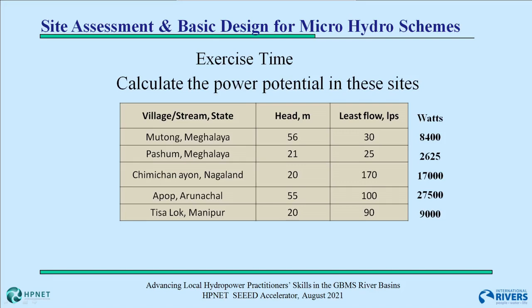If you look at this closely, the Nagaland and Manipur sites have the same head but different flow rate and thus different power outputs. Now compare the first site, the Meghalaya site, with the last site, the Manipur site. Both have almost the same power output. Which will be more viable economically? Yes, higher the head, lower the cost per kilowatt, as the quantity of water to be handled becomes less.